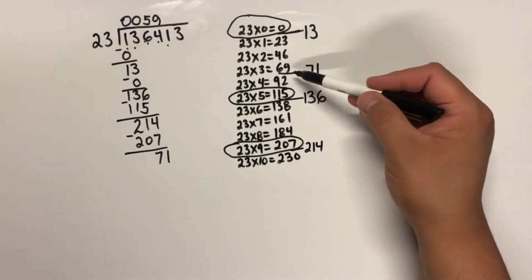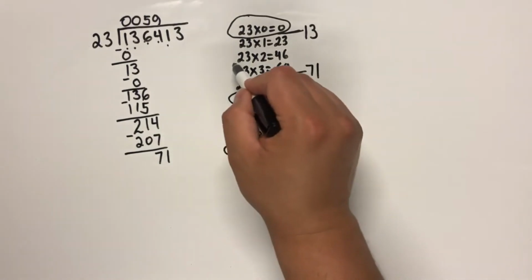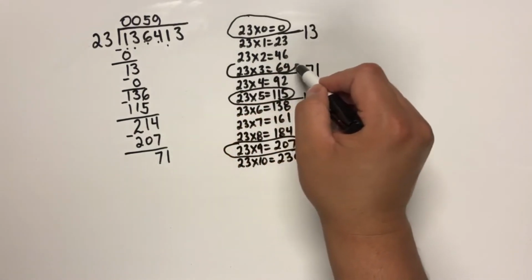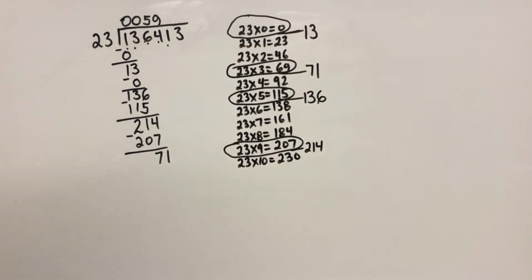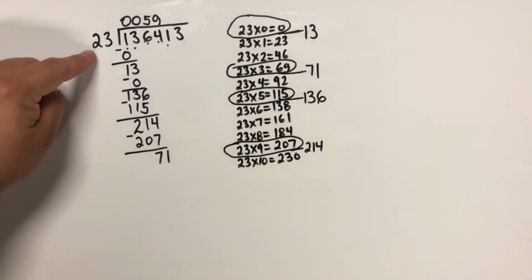It's in between the numbers 69 and 92. And between those two numbers, the smallest one is 69. So I circle that expression, 23 times 3 equals 69. Okay, so the number 23 that you see right there is this number 23 right here.